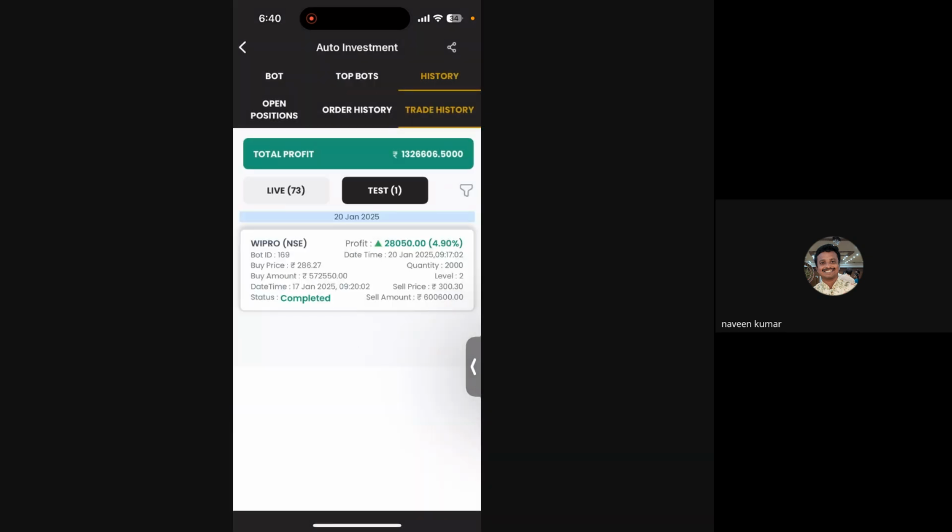See, on 17th January at 9:20 in the morning, it bought, and it held on till 20th of January, 9:17 in the morning, when there was a gap up. It sold 2000 quantity. You might have seen that.